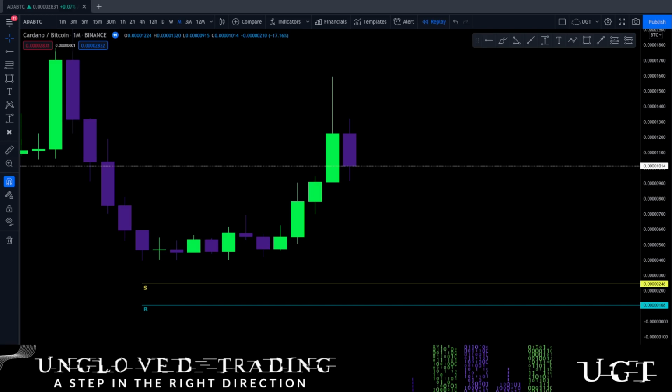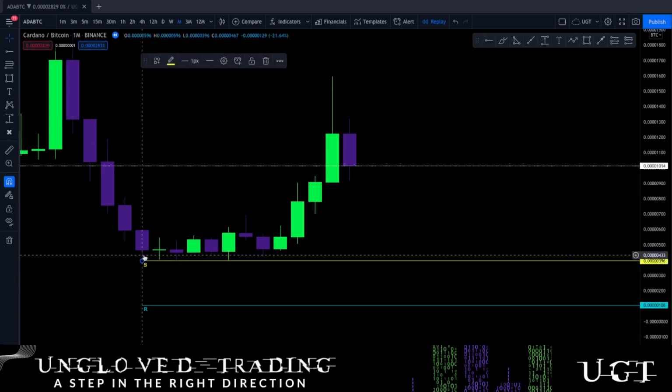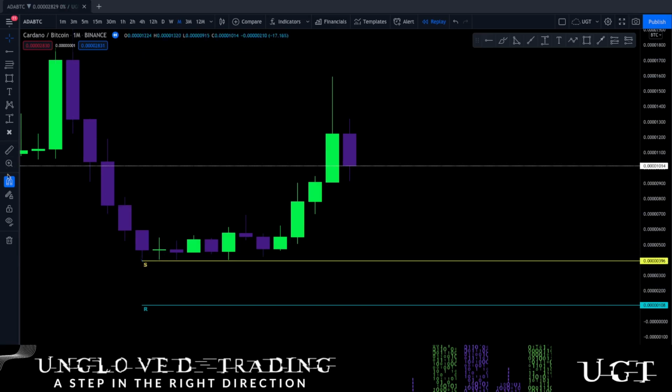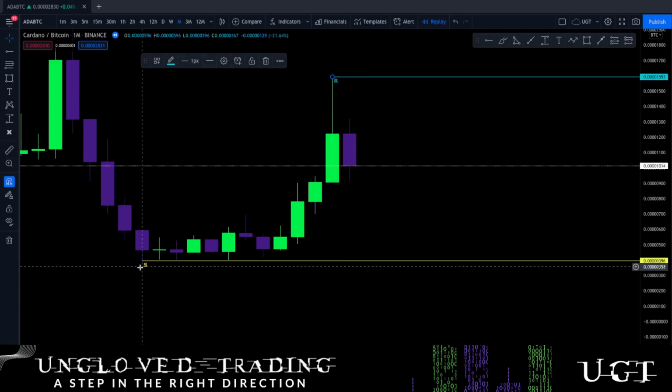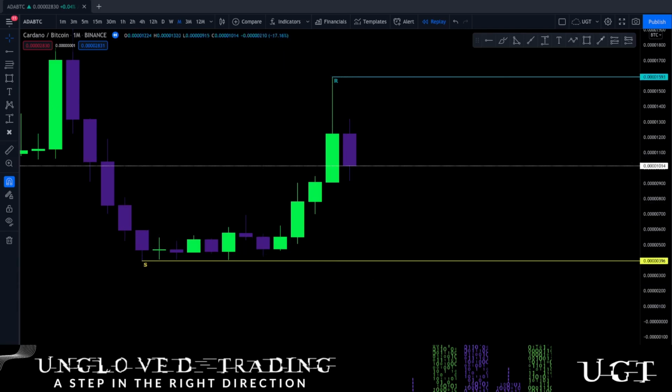So let's add our first level of support. We are going to attach our first level of support to the swing low of the move. And we're going to attach it using the magnet tool for precision to the very low point of the wick. We are then going to add our resistance to the exact opposite of that, which is the very high point in this move. We've now added our basic levels of support and resistance.